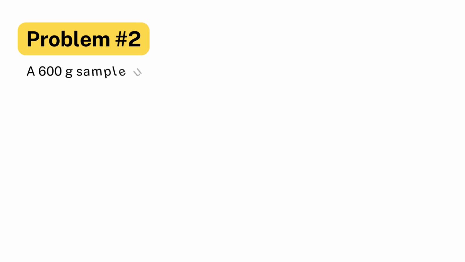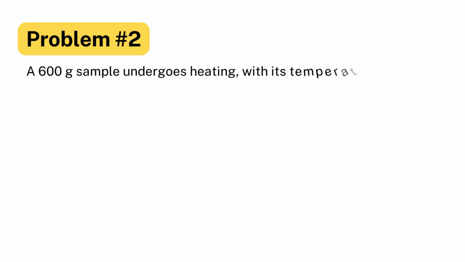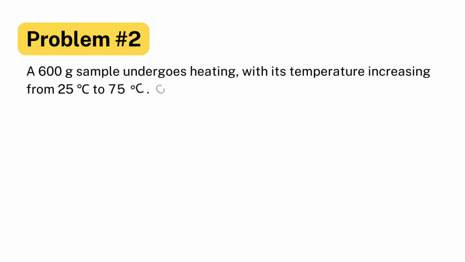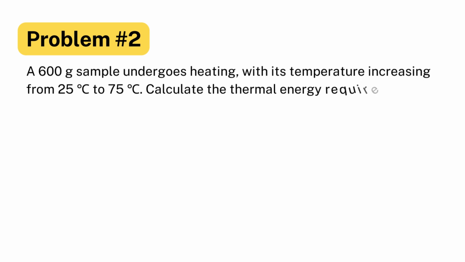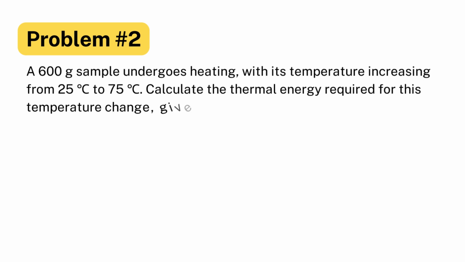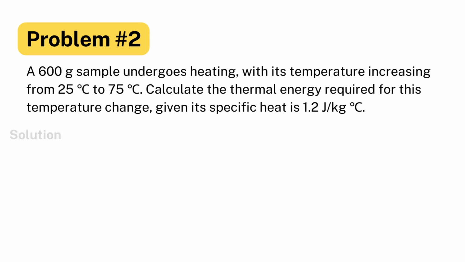A 600 grams of sample undergoes heating, with its temperature increasing from 25 degrees Celsius to 75 degrees Celsius. Calculate the thermal energy required for this temperature change, given its specific heat is 1.2 joule per kilograms degrees Celsius. Write down the given data, insert the values into the formula, and calculate the thermal energy as requested.